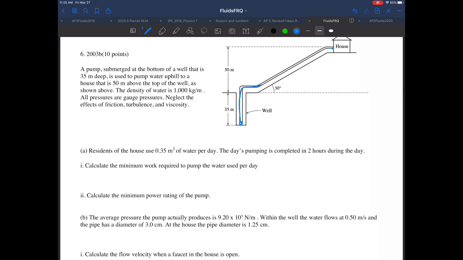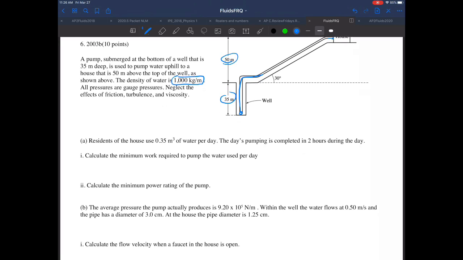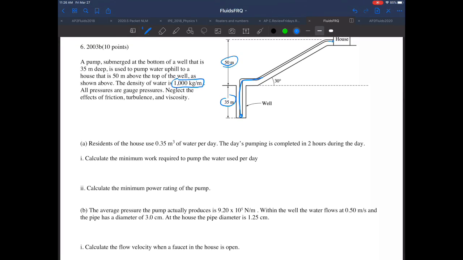And the well is 35 meters deep, and you're going to pump it up another 50 meters to the house. We're going to use density of regular water and ignore frictions, turbulence, and viscosity. The residents use 0.3 cubic meters of water a day. This is a volume, right? Volume. Of course, we can turn it into a mass if we want, or a weight, because we know that it's water and we know its density.